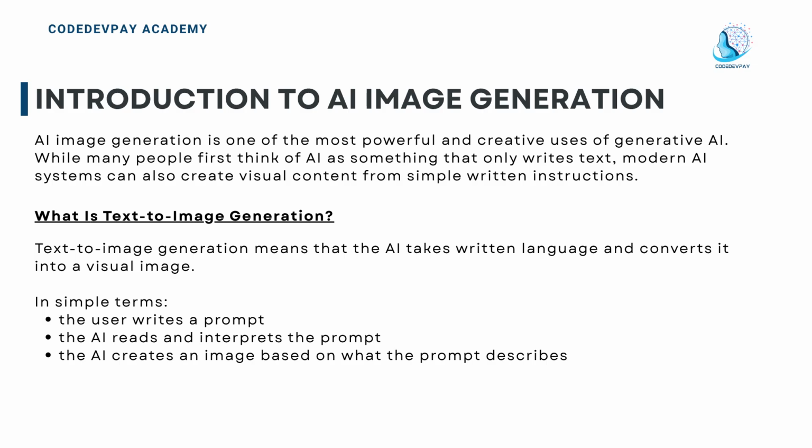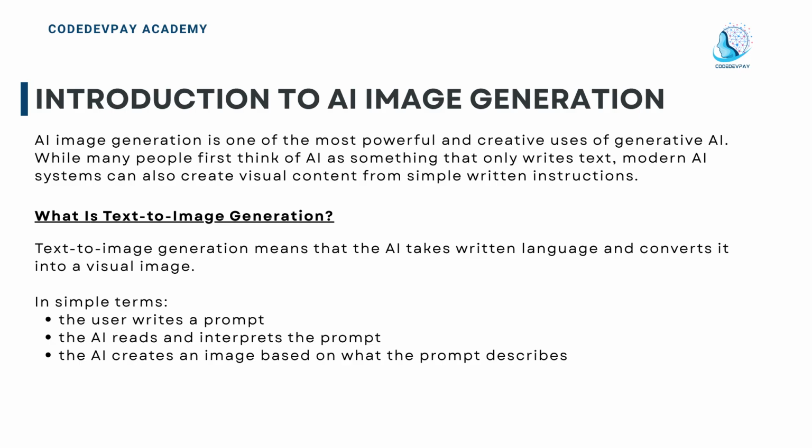So, what is text-to-image generation? Text-to-image generation means that AI takes written language and converts it into a visual image. In simple terms, the user will write a prompt, the AI reads and interprets the prompt, and the AI will create an image based on what the prompt describes. So, based on this, AI can generate illustrations, posters, portraits, concept art, product visuals, educational graphics, and social media images.